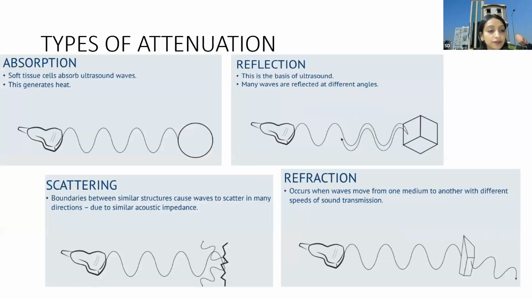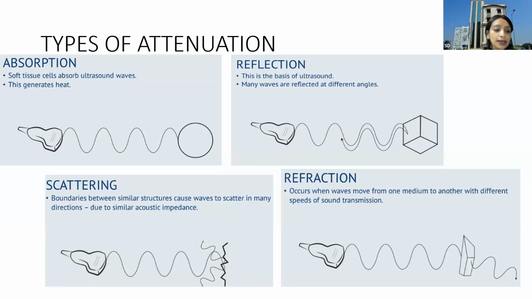So what are the types of attenuation? First is reflection. Here the entire ultrasound wave hits the surface and is reflected from the surface. Second is refraction. It occurs when the sound waves move from one medium to another medium, where some of it is transmitted into, or refracted into, the next medium. It is lost in the next medium.